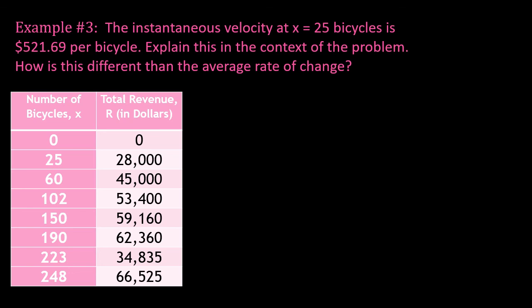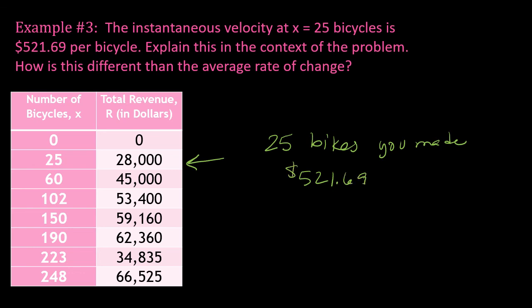And then it says the instantaneous rate of change when 25 bicycles are sold is $521.69 per bike. Explain this in the context of the problem, and how is it different from the average rate of change? Okay, so if the instantaneous rate of change at 25 is $521.69, that means when you sold 25 bikes, you made $521.69 per bike on the 25th bike.